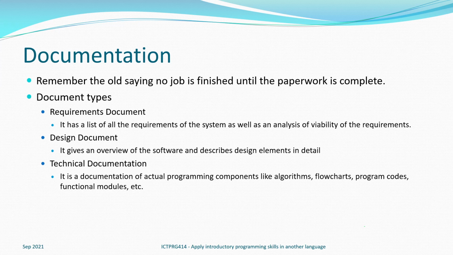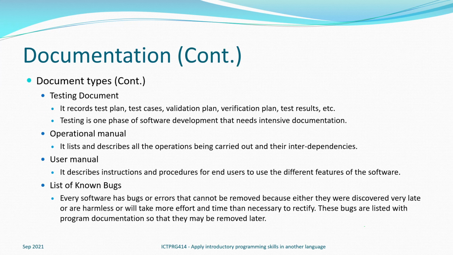Technical documentation is where we actually specify and describe all the programming components, like the algorithms used, what the functional modules are within the program, any flow charting, anything that explains what we're doing and how we did it. Next up is the testing document. This records our testing plans, our test cases, validation process, and test results. This is very important in going through and ensuring that we've met the requirements.